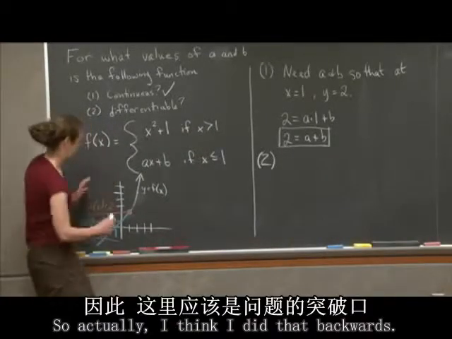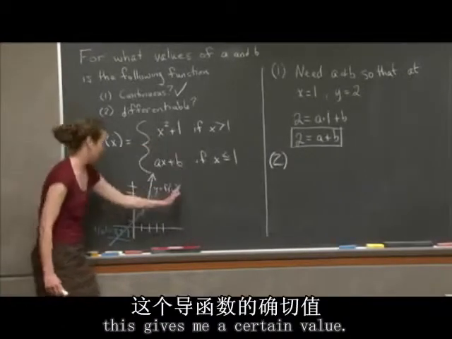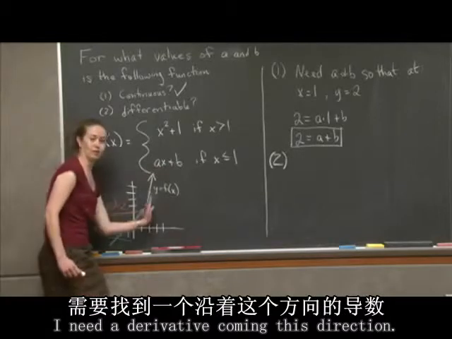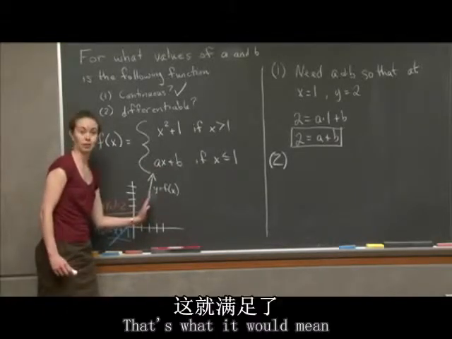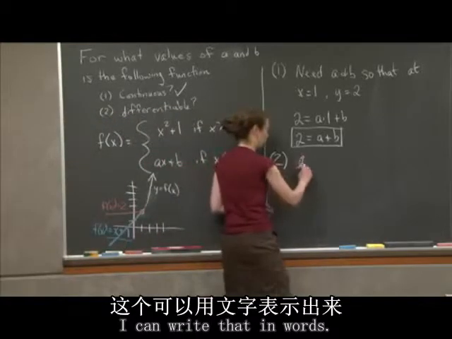Actually, I think I did that backwards. This is as I come in from the right, I need this derivative. It gives me a certain value. As I come in from the left, I need a derivative coming this direction. I need them to be the same. That's what it would mean for the function to be differentiable. I can write that in words.